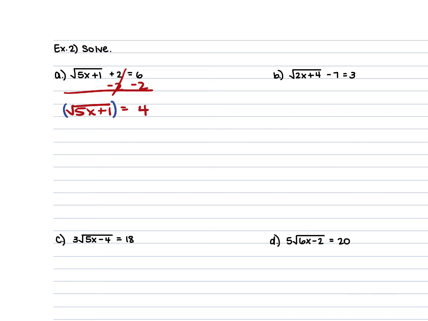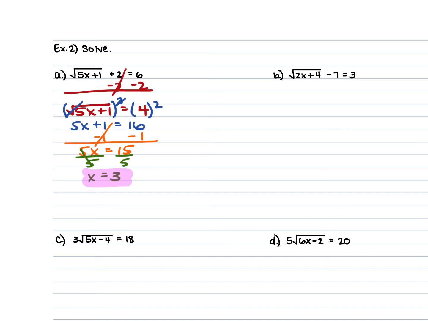Our index is 2, so we're going to take both sides and square them. It gets rid of our radical, so we have 5x plus 1 is equal to 16. We're going to subtract the 1 from each side. We have 5x is equal to 15. We divide each side by the 5. And we have that x is equal to 3.